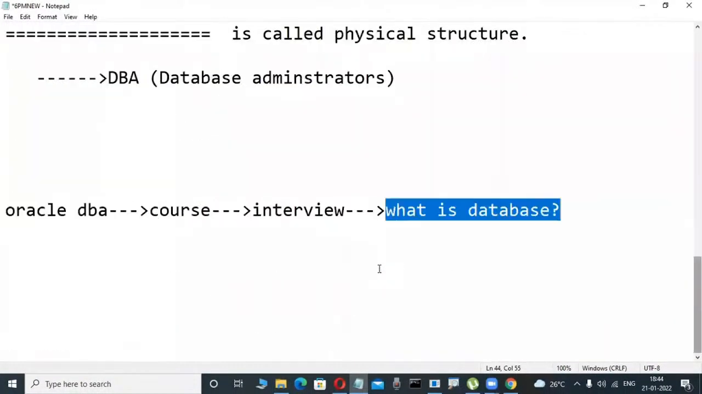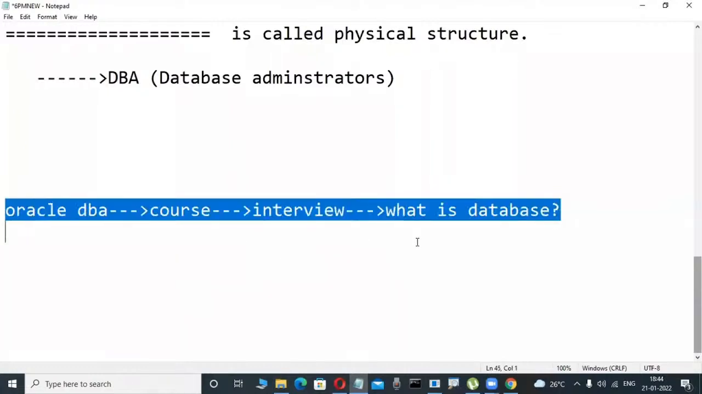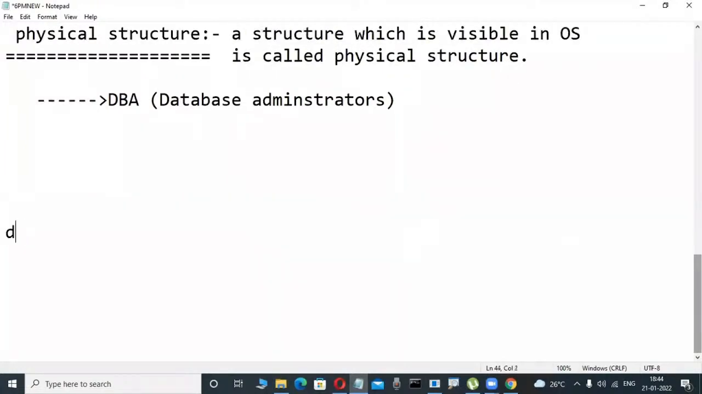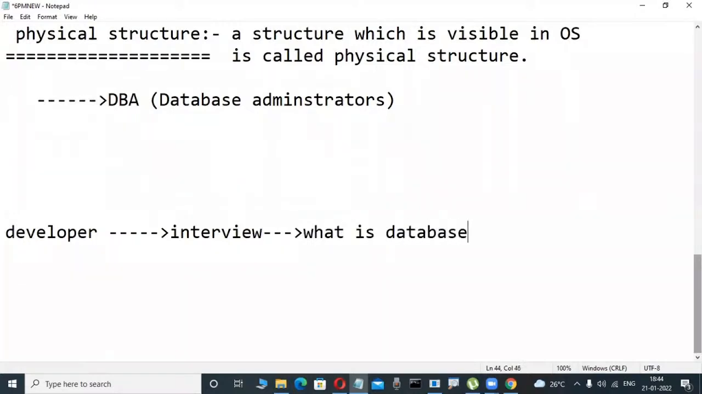Suppose I am a developer, not an administrator. I am a Java developer, SQL developer, PLSQL developer, Python developer, like that. These developers are attending an interview. What is a database? For example, they are not asking generally, but if they ask, the developers tell it logical structure wise.